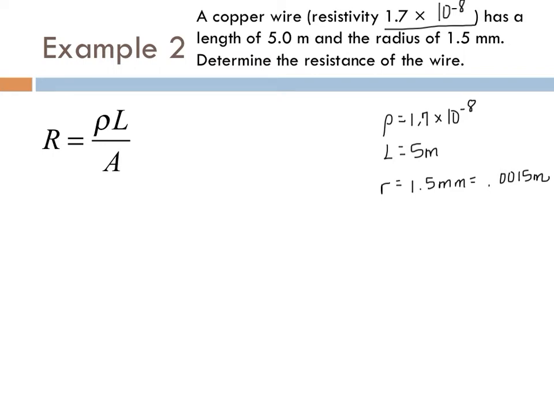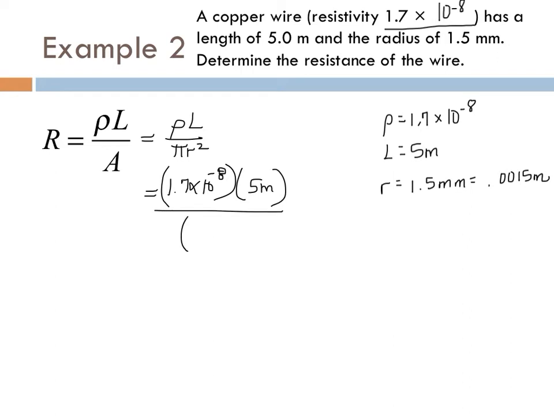So we can just plug in all of the values that we have. Again, for our area, we're going to be using pi r squared, assuming it's a cylinder. Our rho is 1.7 times 10 to the negative 8. Our length is 5 meters. And we have pi r squared. Again, I'm using a lot of parentheses so you can make sure not to make any errors in your calculator. So you should get a resistance of 0.012 ohms.